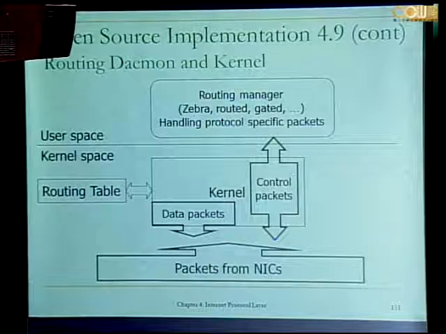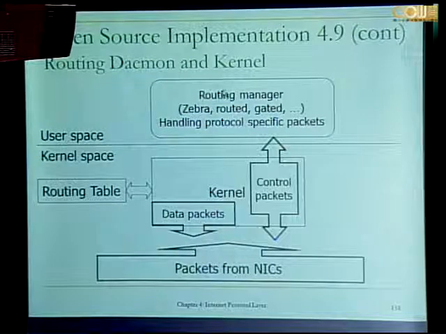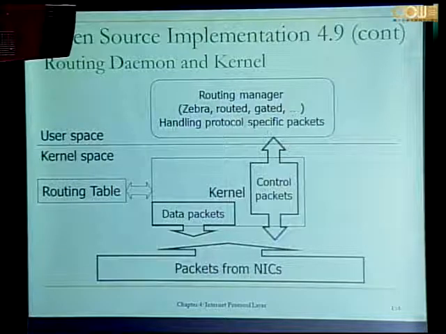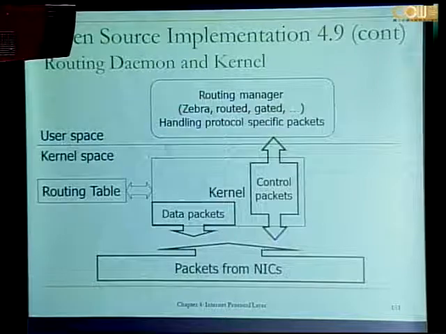Here's its old structure. So you have a Zebra daemon here, and it does the computation. If it runs RIP, then it would exchange distance vectors with the neighbor routers, and it would also update the routing table within the kernel.